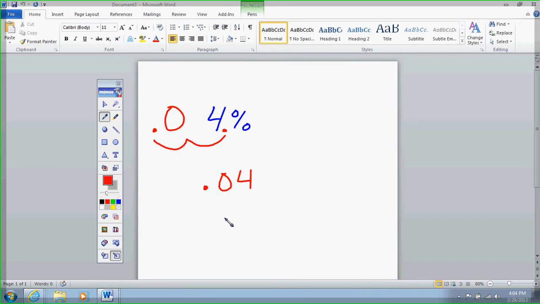Okay, continuing on. If I want to convert a decimal to a percent, I just work backwards. If I wanted to convert 0.04 to a percent, I move it 2 places to the right, which gives me 4%. Okay?